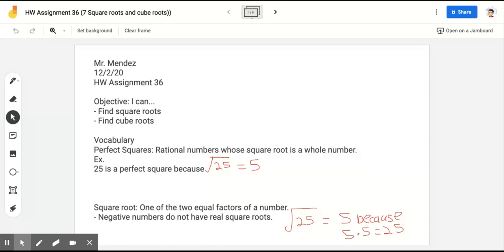A square root is one of two equal factors of a number, meaning one of two numbers that I can multiply by themselves to get another number. Negative numbers do not have real square roots. So if we see an example that asks you to find the square root of, let's say, negative 25, we cannot find that because it is not a real number. We're only sticking with real numbers. Yes, there are numbers that are not real, but we can talk about that in class.